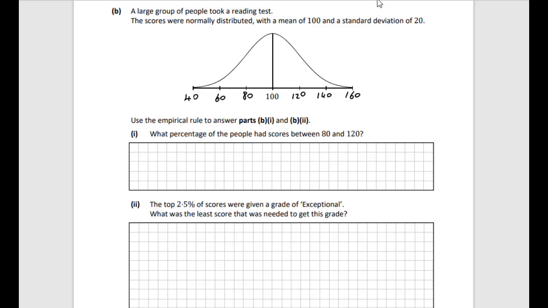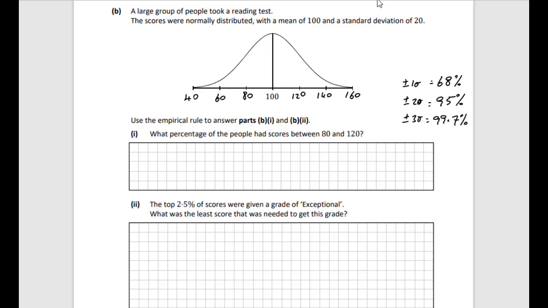Okay, so let's see if that helps us. Use the empirical rule to answer parts B1 and 2. So the empirical rule only. And that says we need to use 68%, 95%, and 99.7%. So this would be plus or minus 1 standard deviation, plus or minus 2 standard deviations, plus or minus 3 standard deviations. So these are the different percentages that you would need to know.